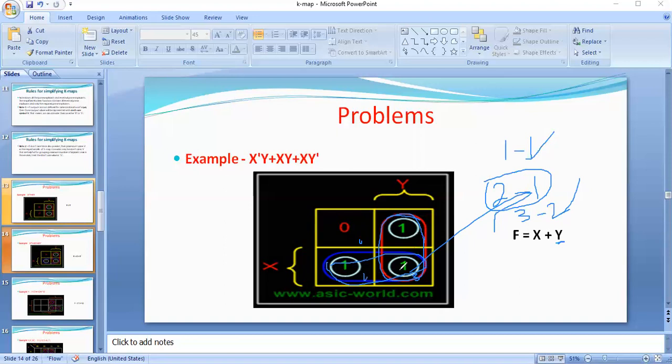After grouping, what is the equation? X. If we group ones in the K-map, we get the SOP expression. If we group zeros, we get the POS expression. So 2 is also covered. All the given minterms are covered and we get this as the simplified expression. Okay, this is the 2 variable K-map.